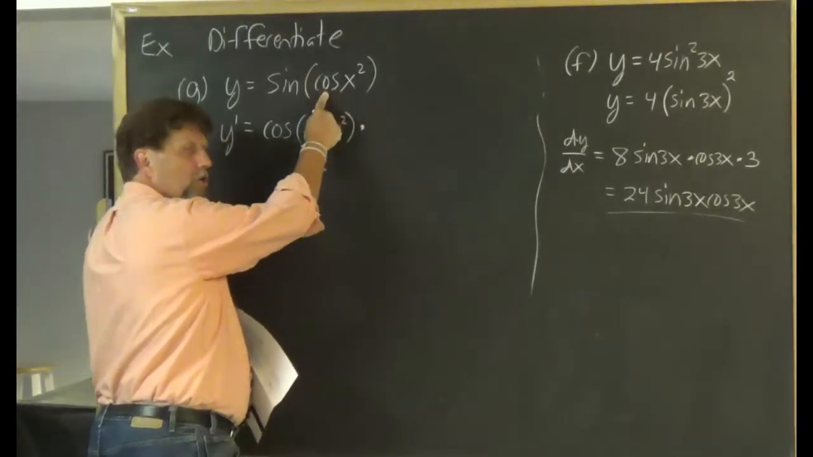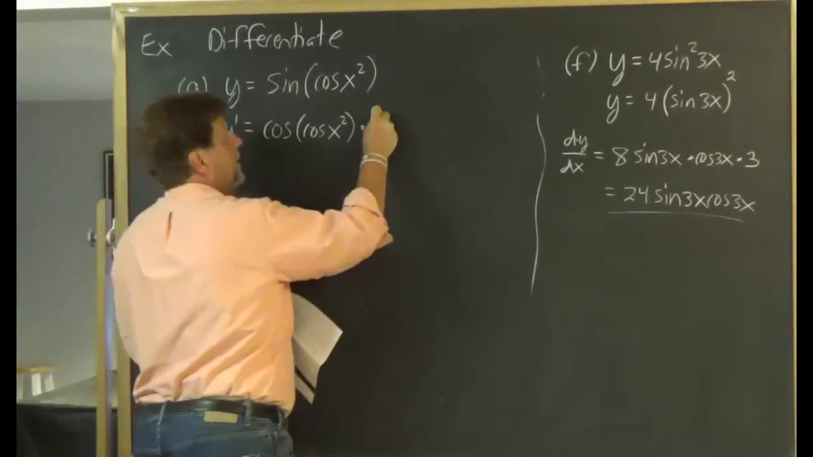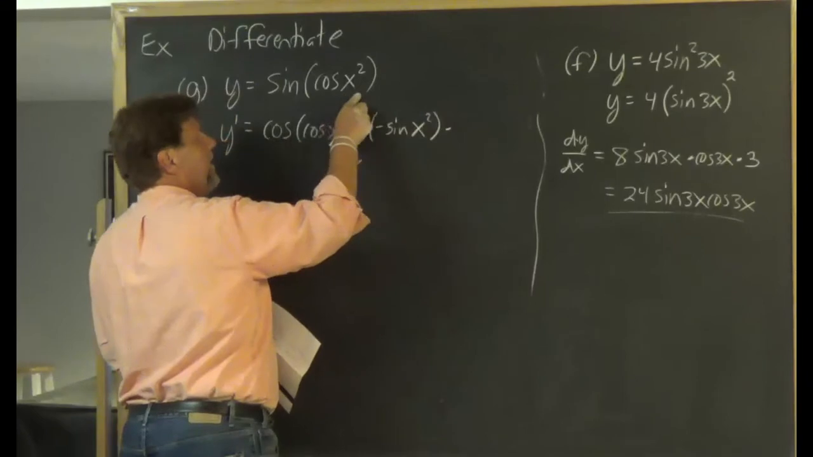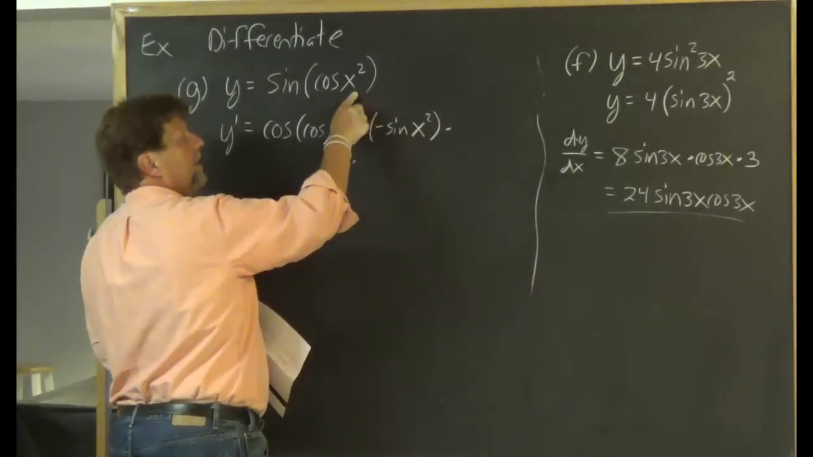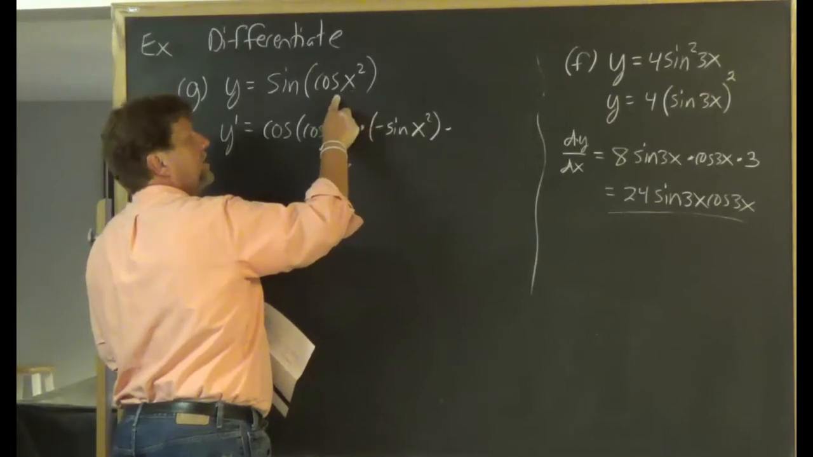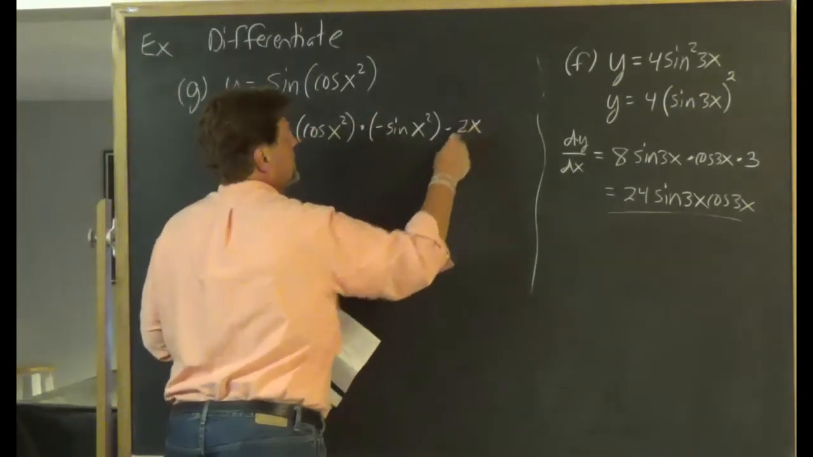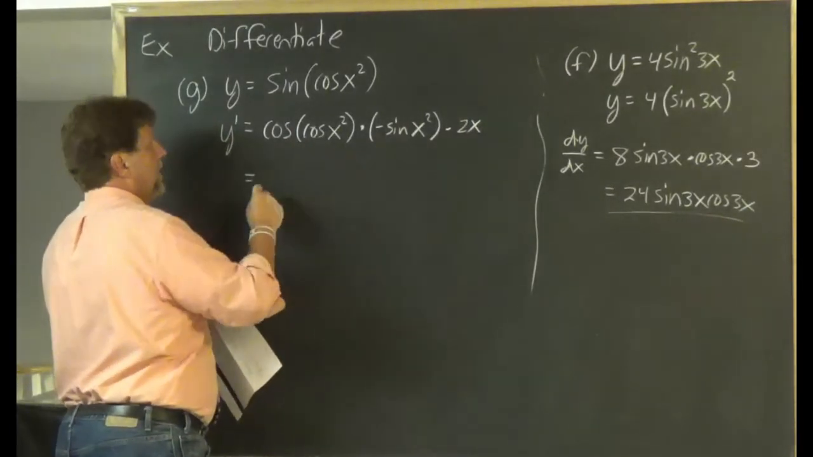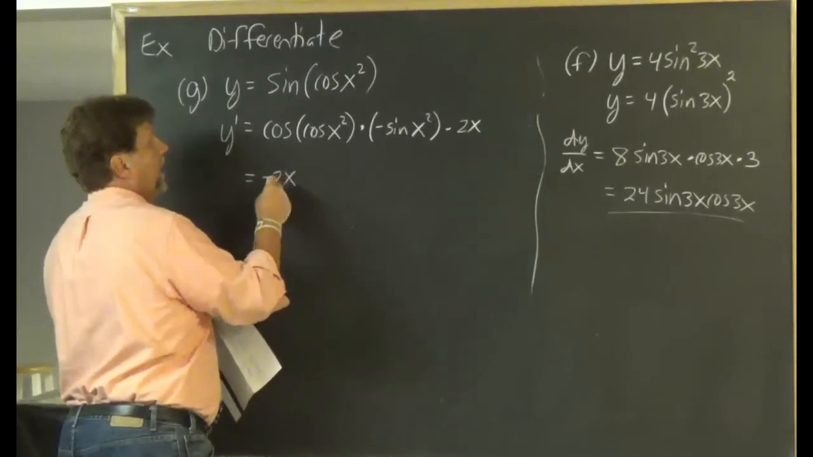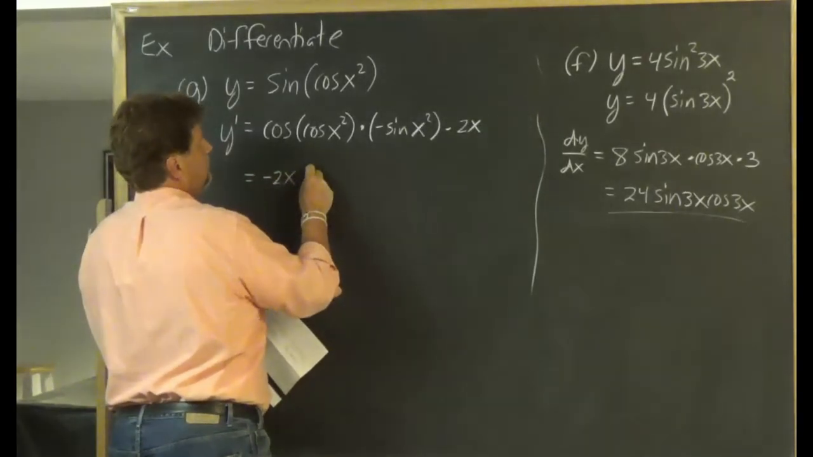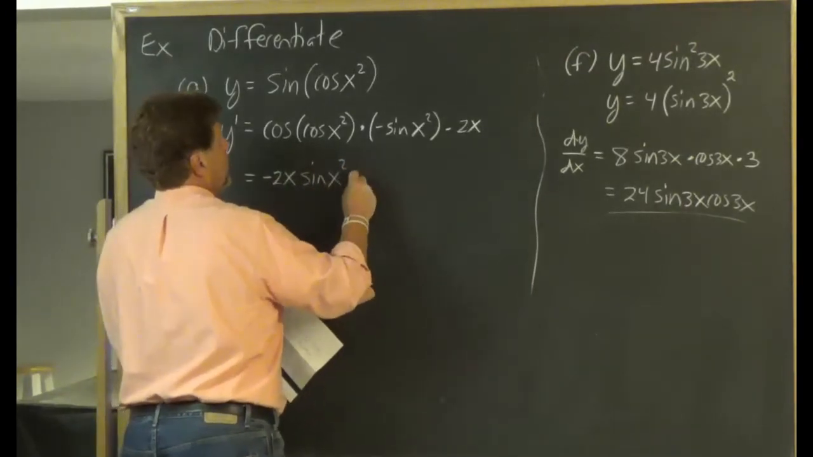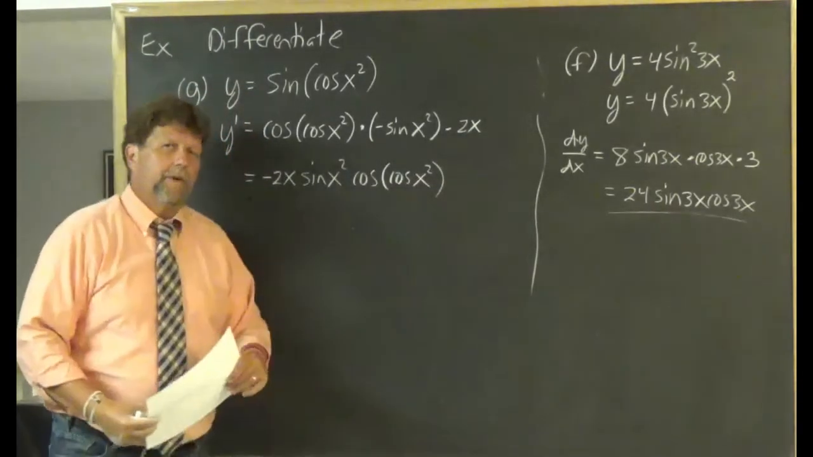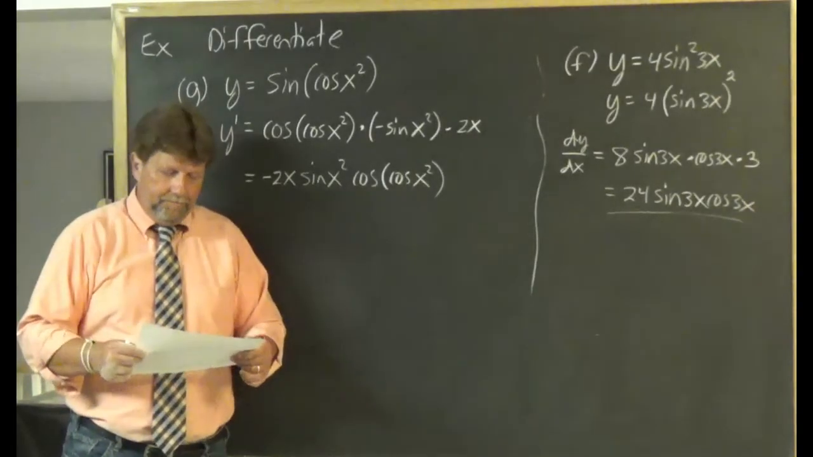So what's the derivative of cosine? That's right, it's negative sine. And then there's another inside that we have to differentiate, the x squared. What's the derivative of x squared? That's right, it's a 2x. So, if you wanted to, I suppose you could write this mess as a negative 2x sine of x squared, cosine of cosine x squared. That's a little bit more challenging of an example.